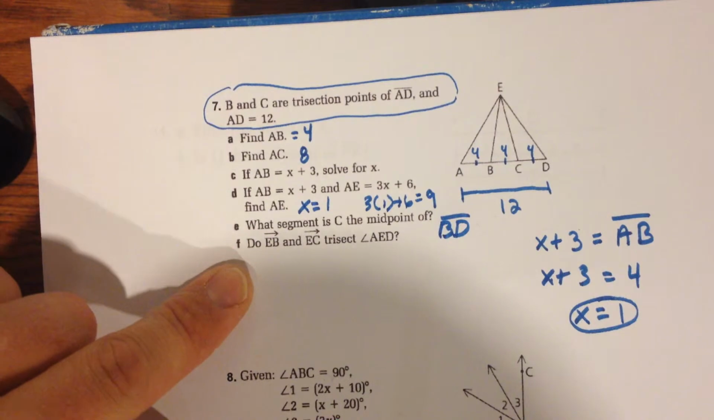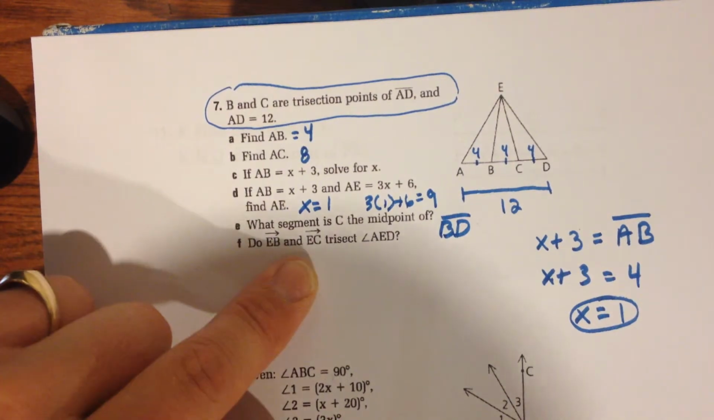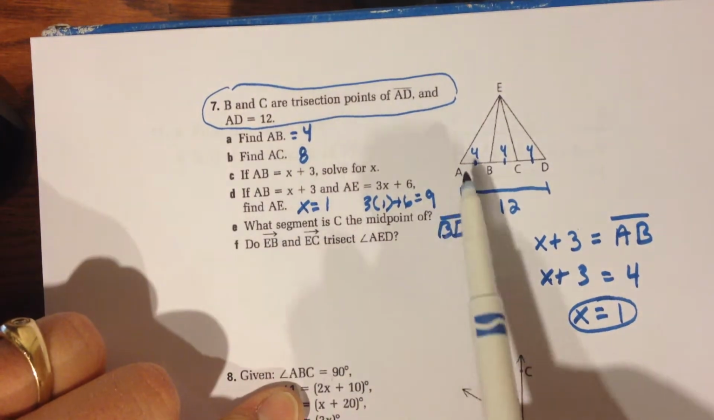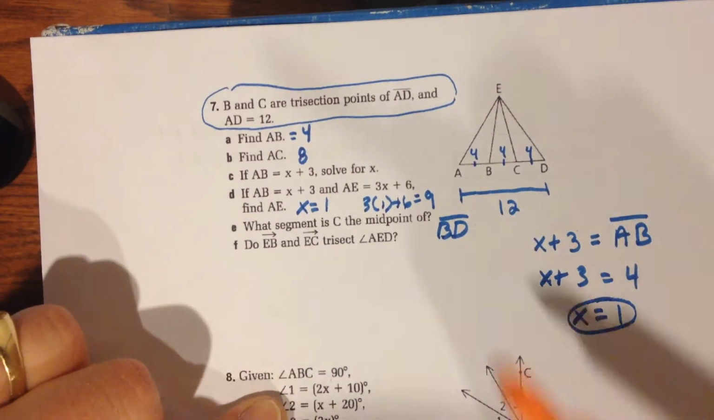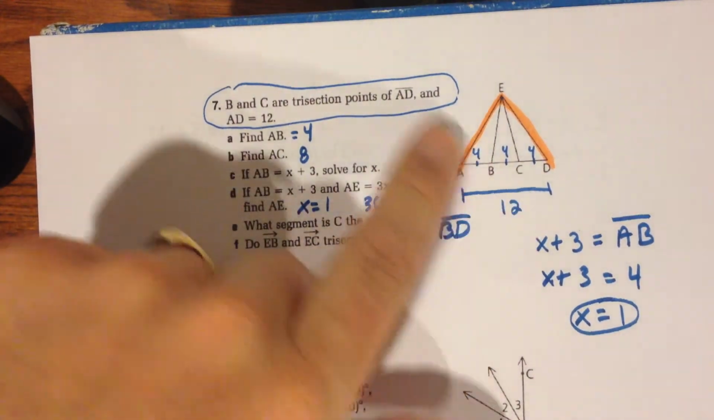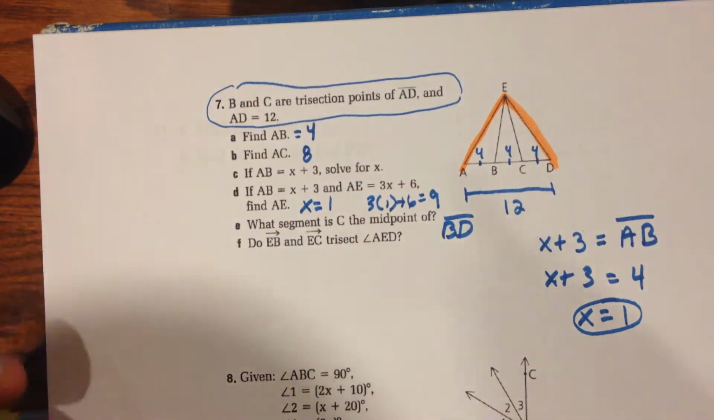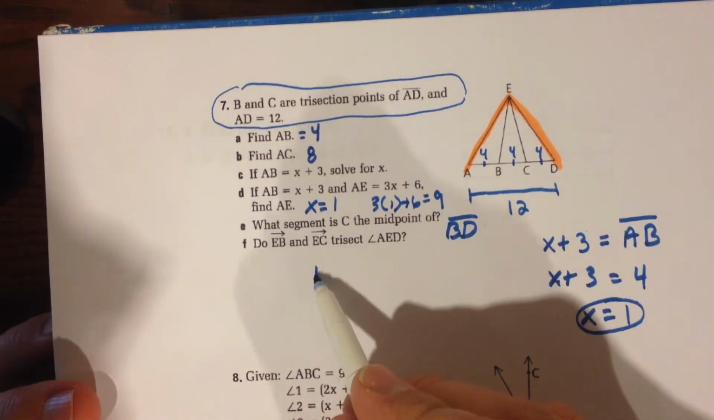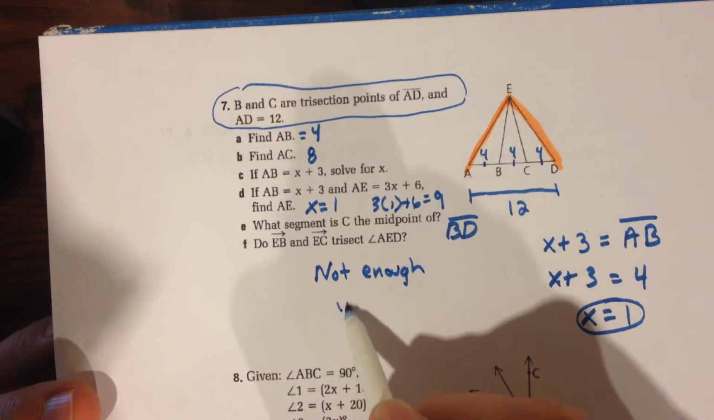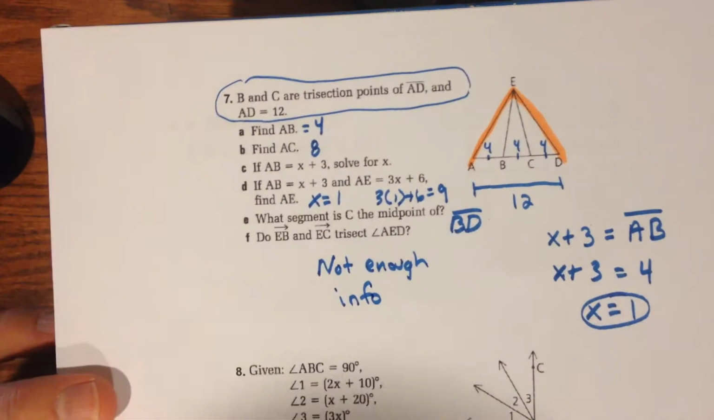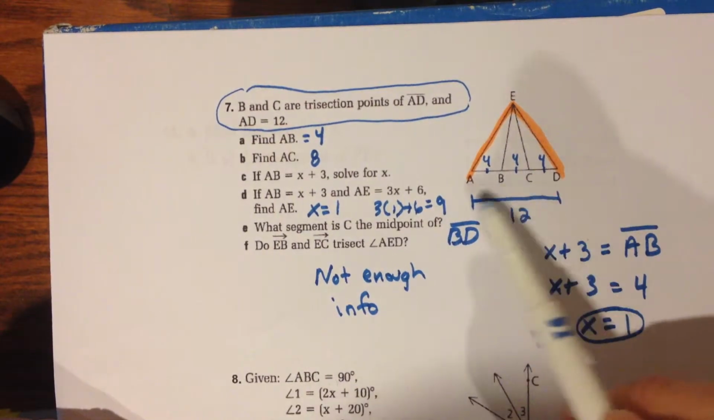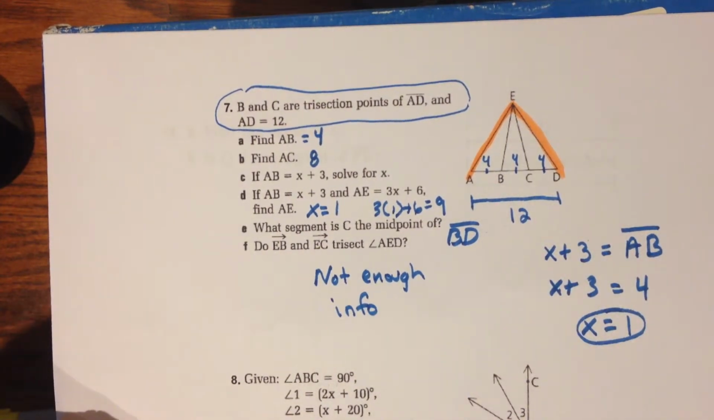Okay, 7F. Do EB and EC trisect the angle AED? So those two lines in the middle trisect that big angle. And the answer is not enough info. We're not sure. We know nothing about this up here. Just because this is trisected doesn't mean the angles are trisected.